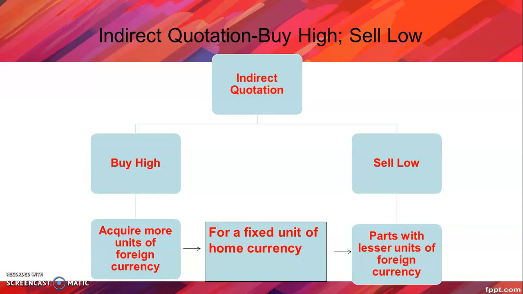The same principle can be applied to a foreign exchange quotation. For example, for rupees 100 the bank may quote a selling rate of US dollar 1.3000 and a buying rate of US dollar 1.3100. The difference between US dollar 1.3100 and US dollar 1.3000 is the bank's margin of profit. In an indirect quotation, the quoting bank will apply the rule buy high, sell low.